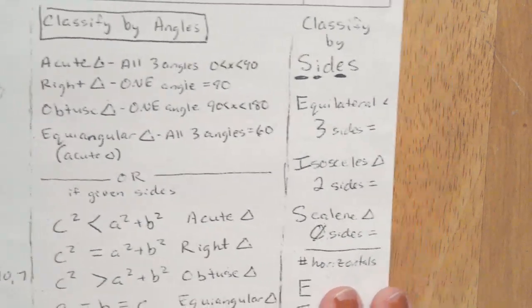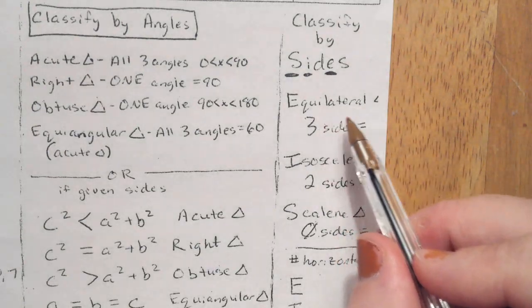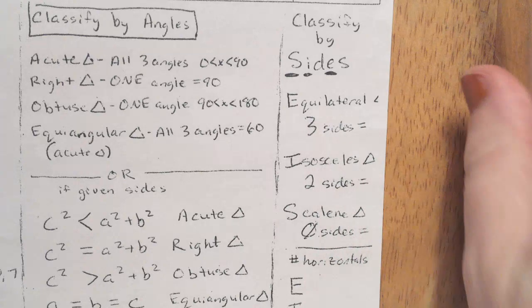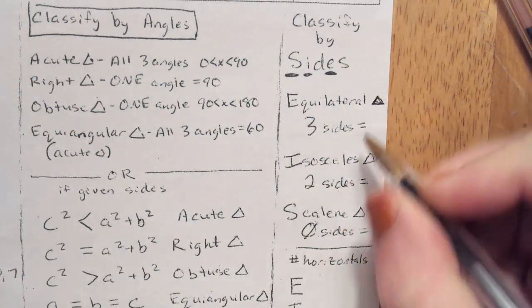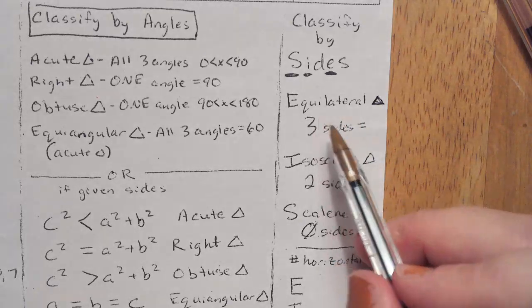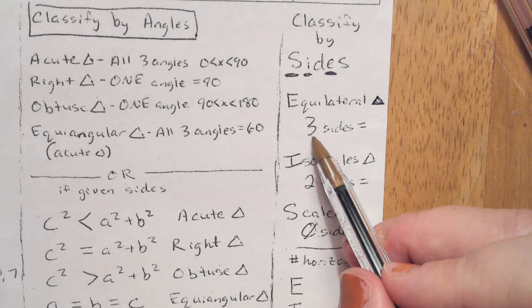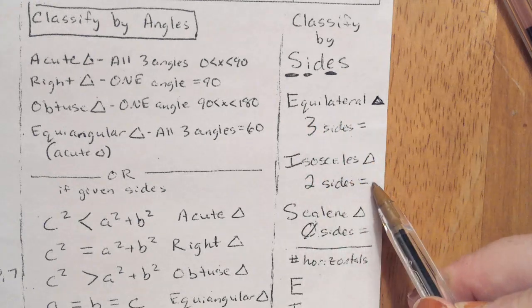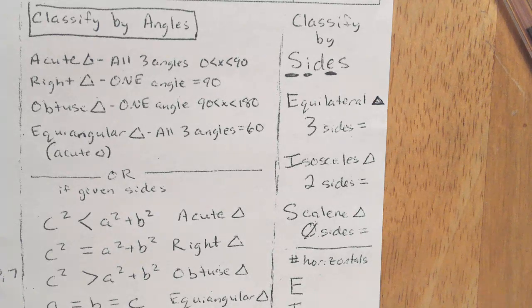And then finally, classifying by the sides. Okay, equal angular triangle. So my little triangle got cut off. Here's my triangle. So equilateral. That's where 3 sides are equal. Isosceles triangle, where 2 sides are equal, and scalene triangle, where no sides are equal.